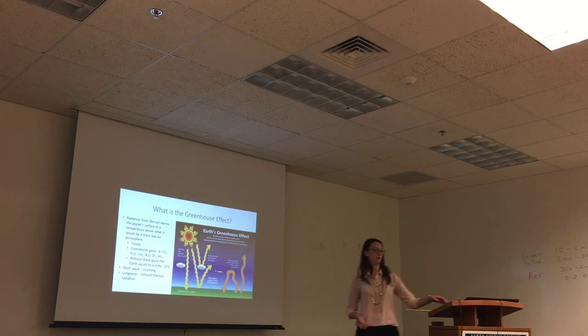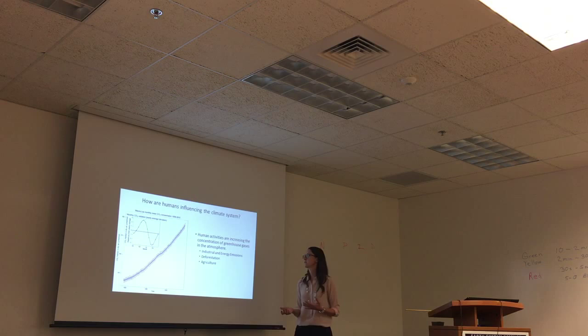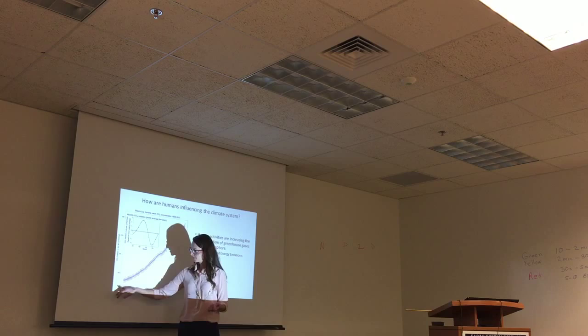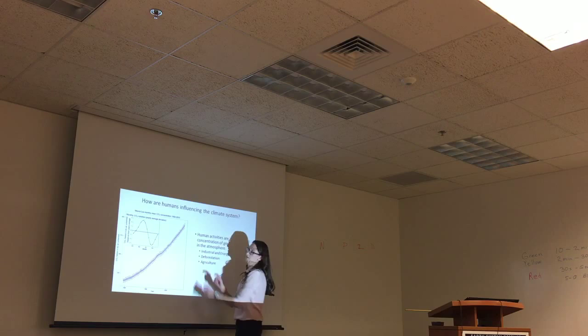So currently humans are influencing the climate system. And so human activities are increasing the concentration of greenhouse gases. From industrial energy emissions, deforestation, agriculture, these all change the amount of greenhouse gases in the atmosphere. So here's a figure of atmospheric CO2 measurements from 1958 to 2015. And so we can see that atmospheric CO2 levels are on a logarithmic increase over the last 50 years or so.